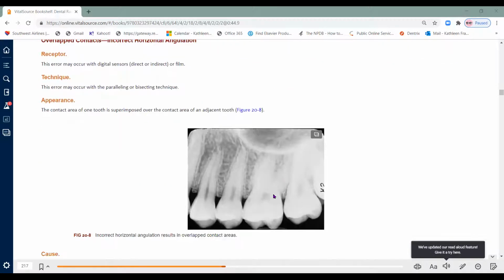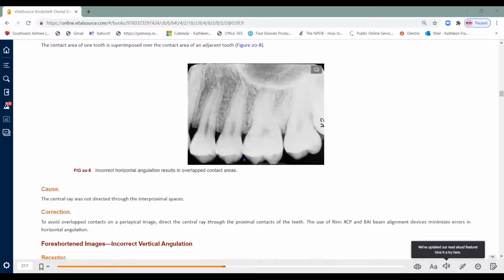And this one is incorrect horizontal angulation. So if you look here, right, we have these contacts that are overlapping. So in this case, the PID was not perpendicular to the film, right? They weren't shooting through the contacts. So we have to make sure, and they keep saying that, shoot it through the contacts. You know, they say it all the time.